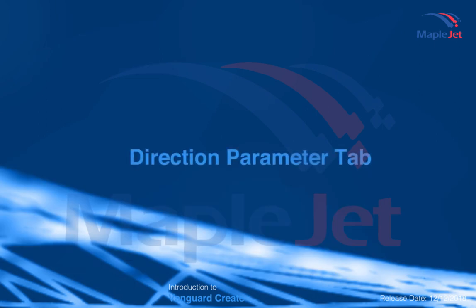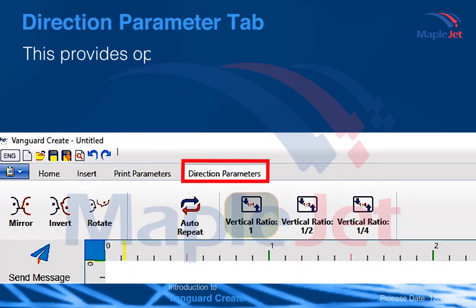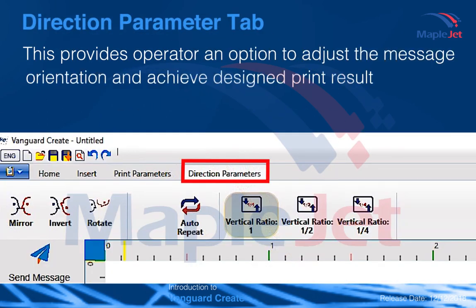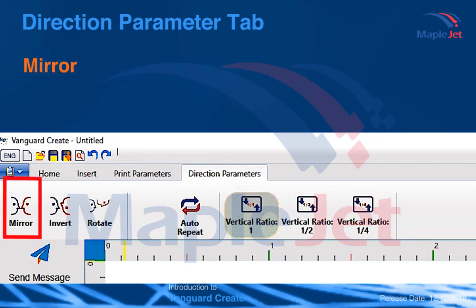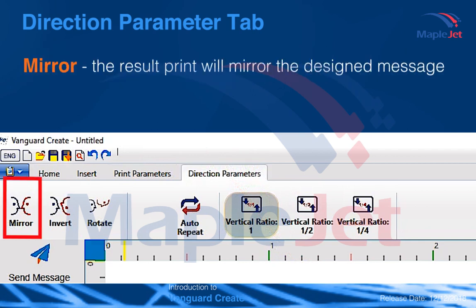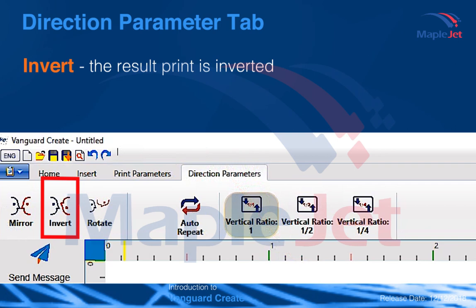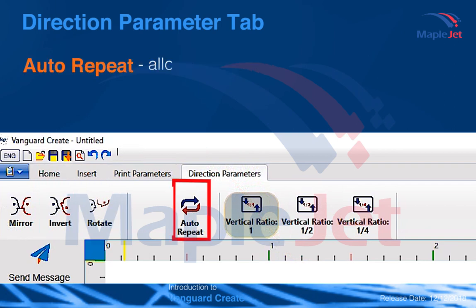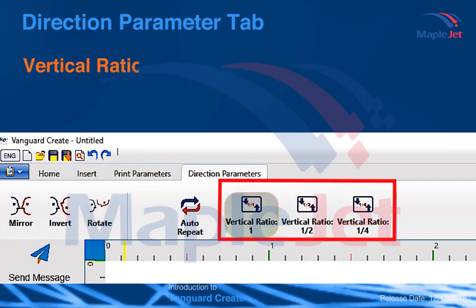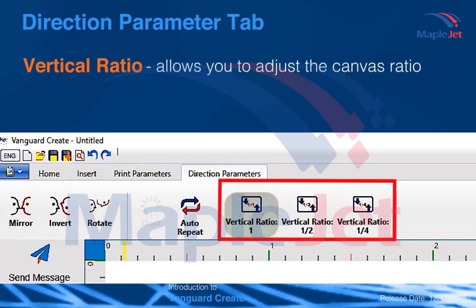The direction parameters. This provides other essential parameters for the message such as mirror, invert, rotate, auto repeat, and adjustment on the vertical ratio.